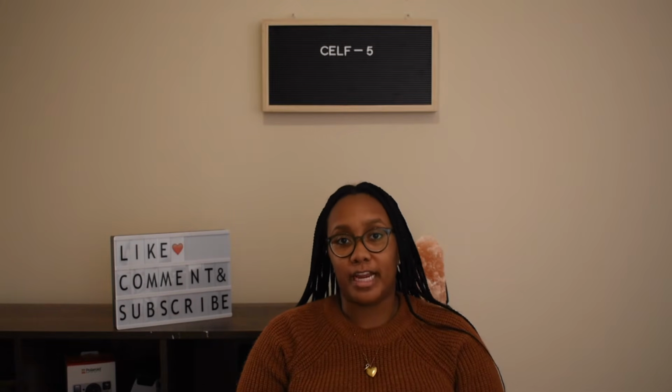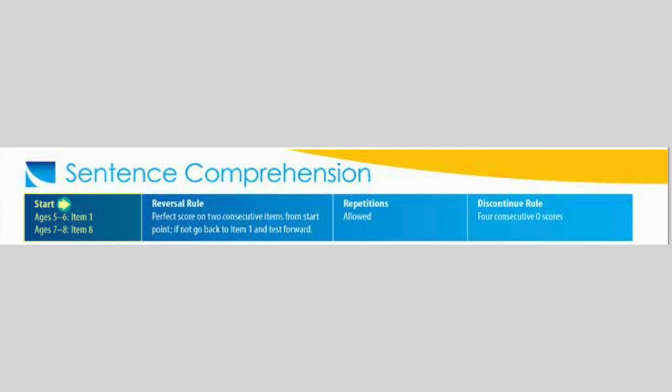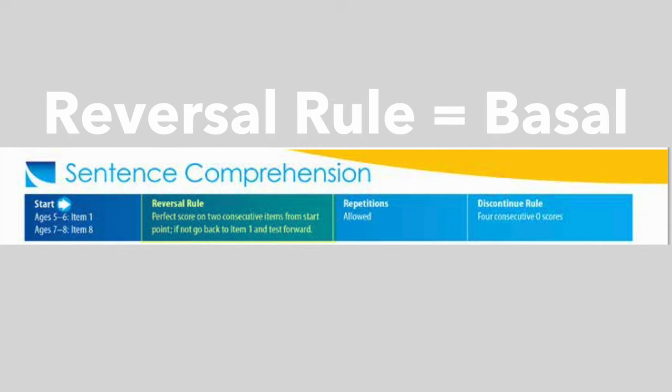First, it's telling you where you should start based on the age of your client. So let's go ahead and say our client is 5'6". I'd look down at our first blue block and it says if he's 5'6", I'm going to start at item 1. So next, let's talk about your reversal rule, which equals the basal.